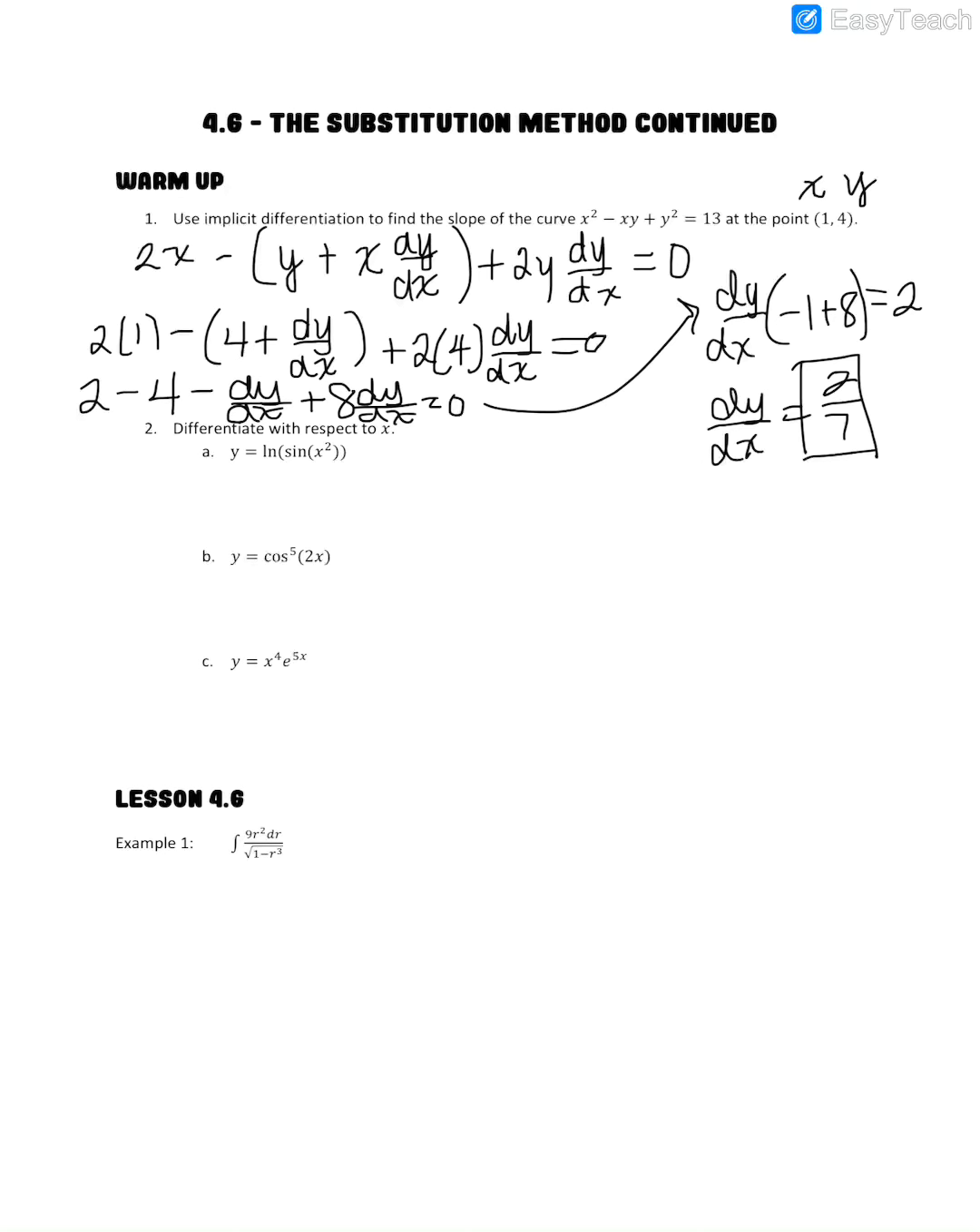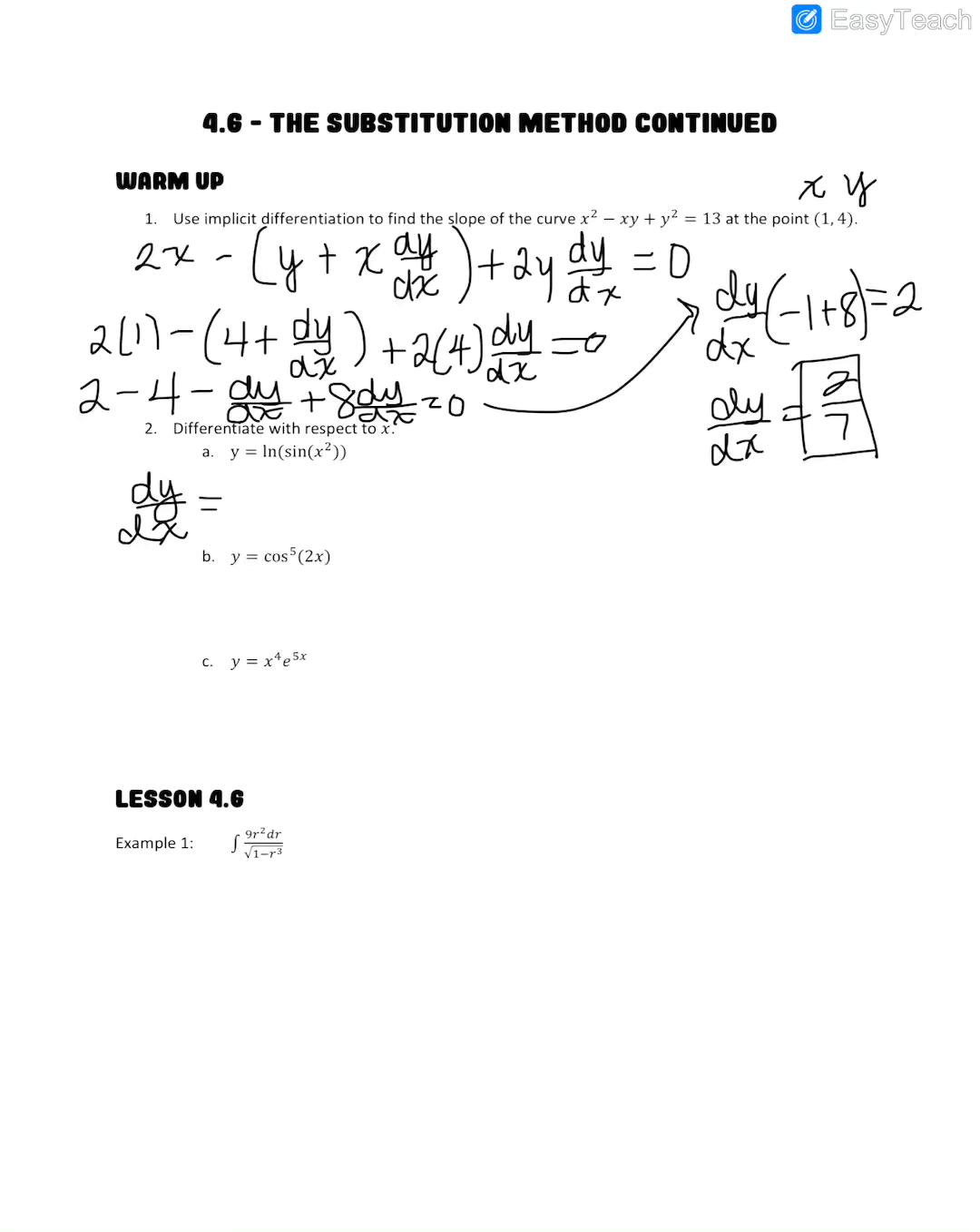All right, number 2, we're just doing our derivatives here. So first one, dy dx. This is kind of multiple chain rules. So remember, when you have things inside of other things, start from the outside and work your way in. And remember that you never want to do 2 derivatives at the same step.